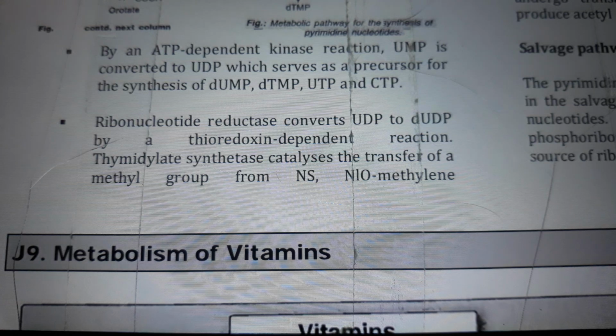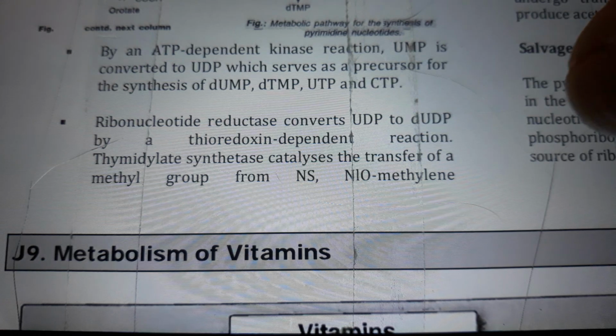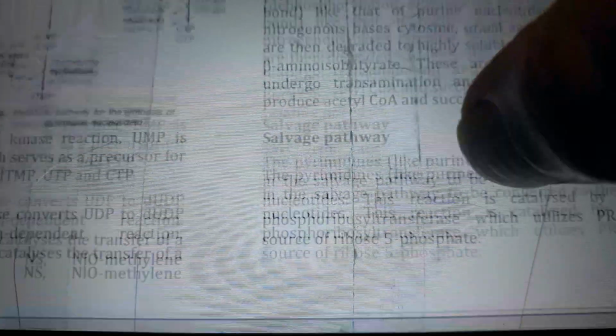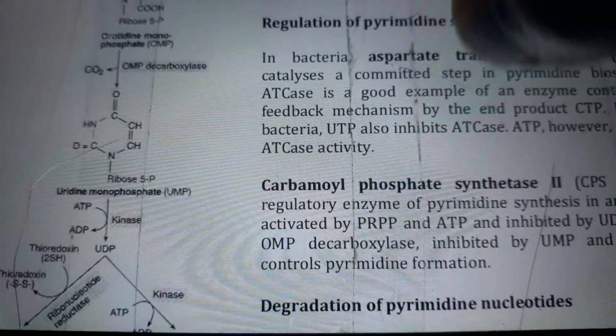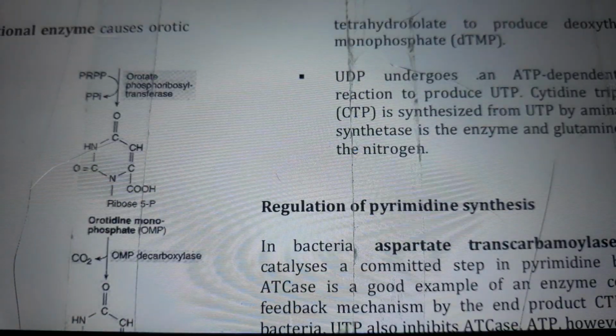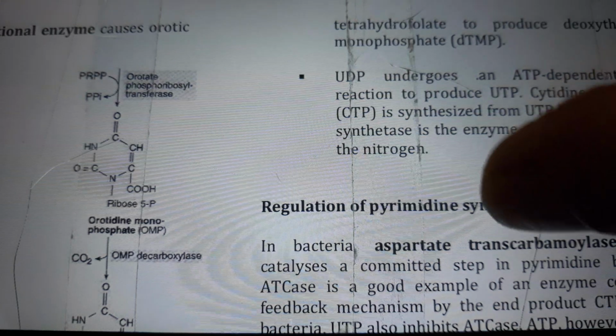Thymidylate synthase catalyzes the transfer of a methyl group from N5,N10-methylene tetrahydrofolate to produce deoxythymidine monophosphate, dTMP. UDP undergoes an ATP-dependent kinase reaction to produce UTP. Cytidine triphosphate, CTP, is synthesized from UTP by amination. CTP synthase is the enzyme, and glutamine provides the nitrogen.